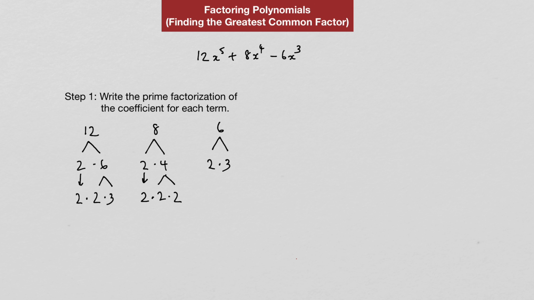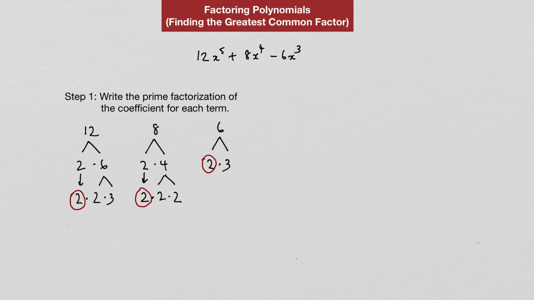Now that you've gotten the prime factorization for each of the coefficients, what you want to do is look for what is common across all three. Well, we see that we have a 2 here, a 2 here, and a 2 here. So I'm going to go ahead and circle that. So 2 is common across all three coefficients. We do have a 2 here and another 2 here, but there's not another 2 in the third, so that's not common across all three. And we have a 3 here and a 3 here, but we don't have a 3 for this coefficient, so that is not a factor.